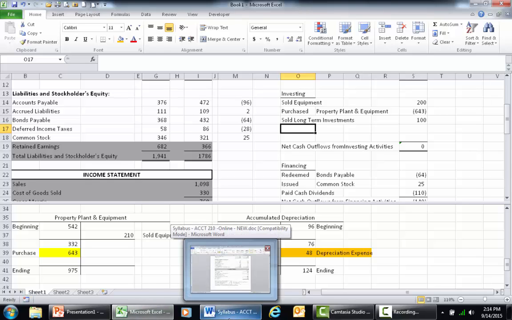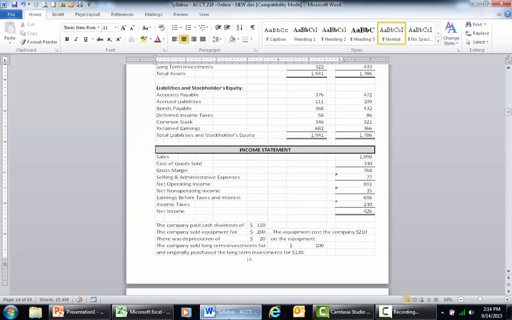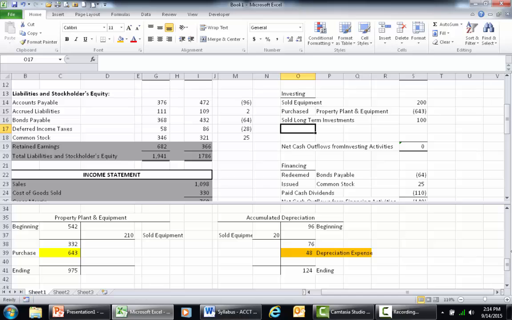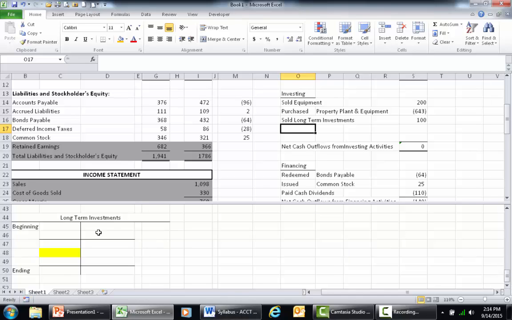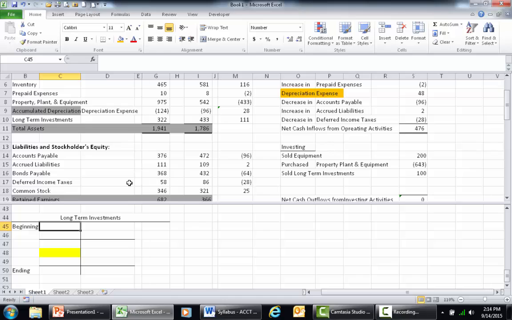Then we have to go back and figure out what we paid for them because we have to adjust the T account and see if we have any hidden purchases in long-term investments. It says that the company originally purchased the long-term investments for $130. So let's make a T account for long-term investments. Just like before, we're going to enter the beginning number. We're going to have to come up here a little bit to get it. The beginning number was 433, comes directly from the balance sheet. The ending number was 322, comes directly from the balance sheet.